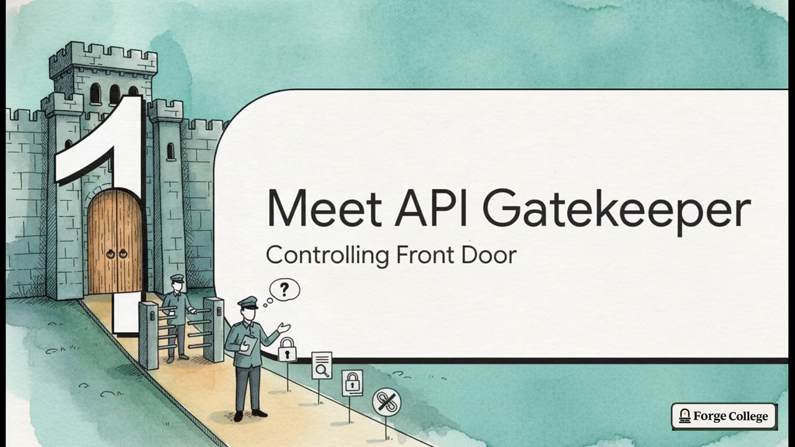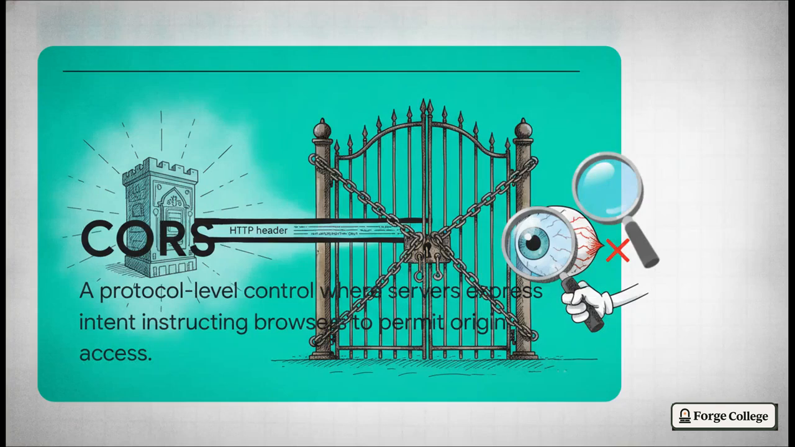All right, kicking things off with Section 1, Meet your API gatekeeper, controlling the front door. I want you to think of CORS, which stands for Cross-Origin Resource Sharing, as your very first physical security check. Way before we verify cryptographic identities or signatures, we just need to know if a browser is even allowed on the property. So what is it exactly?